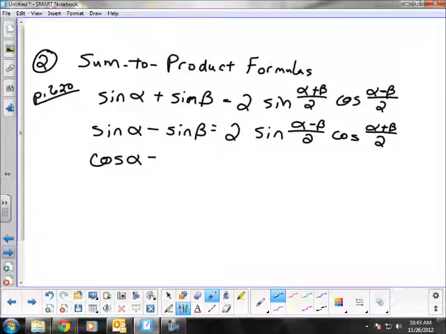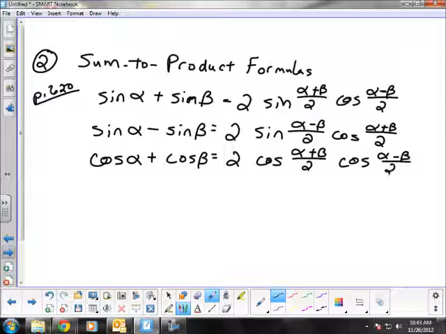The cosine of alpha plus the cosine of beta is 2 times the cosine of alpha plus beta over 2 times the cosine of alpha minus beta over 2. So when we have the cosine of two different angles added together, we don't use the sine function in it. When we do the cosine of alpha minus the cosine of beta, we still use the same two functions, but this time I'm going to use the sine of the two of them.